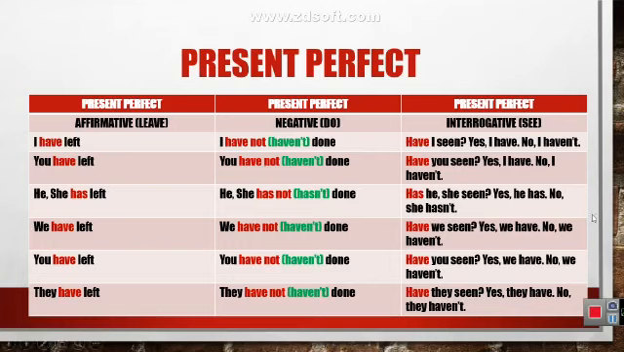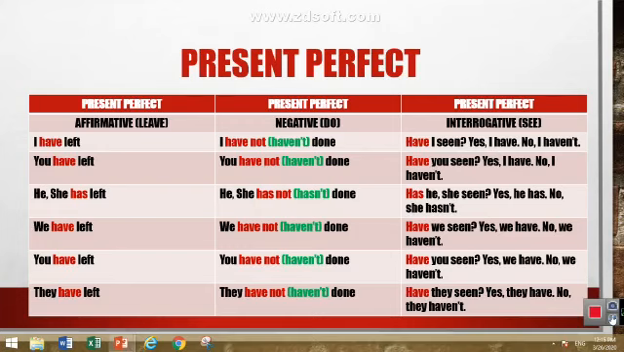And in the interrogative form, we have the verb see. We begin the question with have or has, then the subject, then see in the past participle form. And the answer can be yes or no. Yes plus subject plus have or has, or no plus subject plus haven't or hasn't.